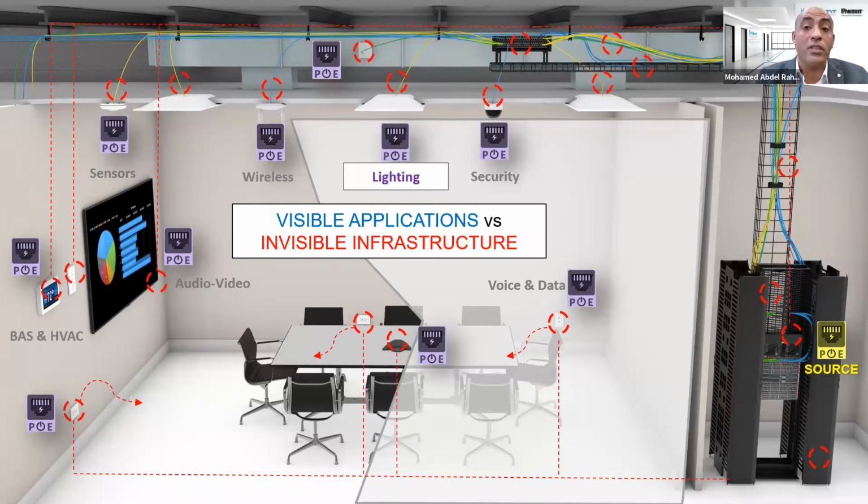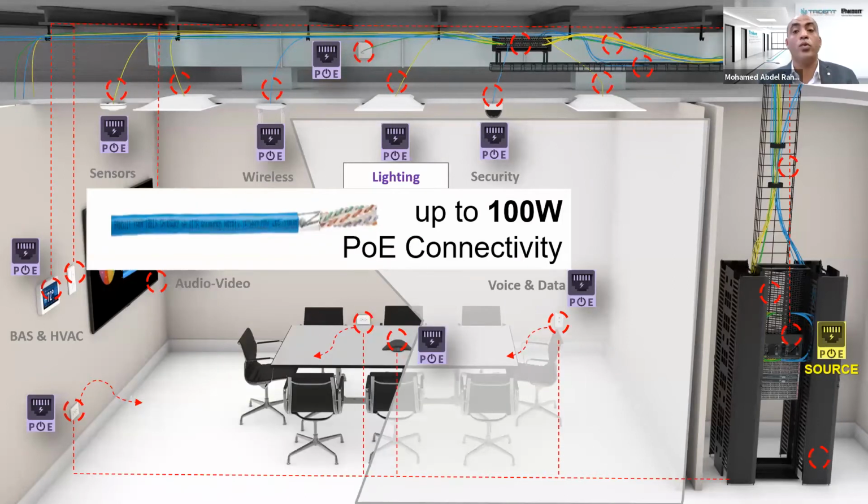As shown here, the infrastructure of today is running power for many visible applications. You have now most of the applications like voice, data, lighting, wireless, security sensors, most of them need power. So by using POE++, you can now transmit up to 100 watts over the twisted pair to deliver the power needed to the devices itself. So we need to design and implement the cabling infrastructure to support the current situation now.